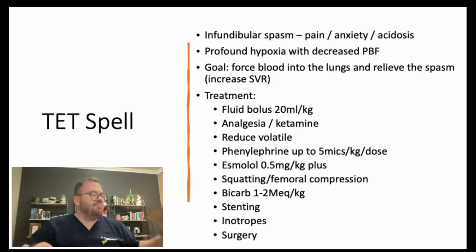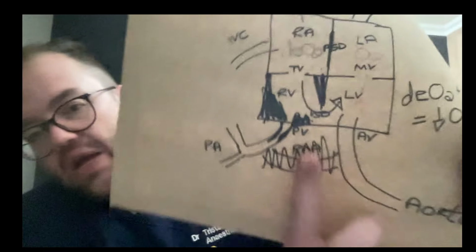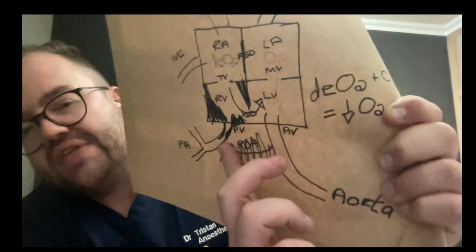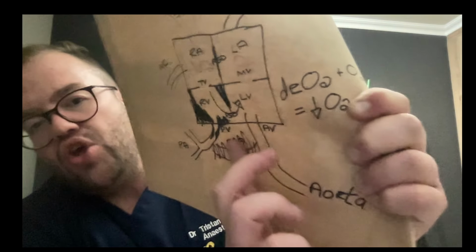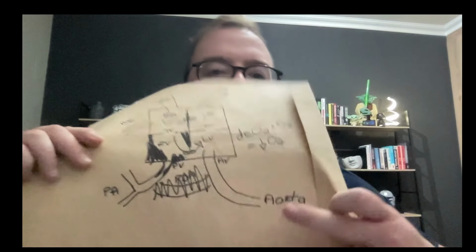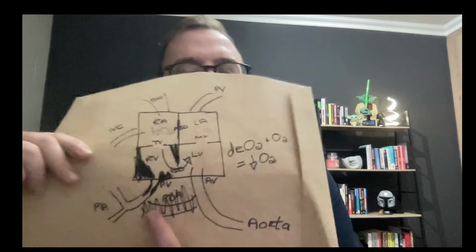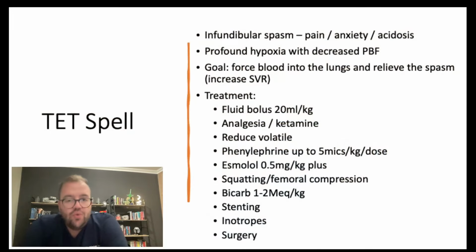The problem, remember, if I show you this drawing again quickly, guys, the problem is post the ventricle. The problem is here, okay? But after that, if you look over here, guys, there's no problem in the pulmonary vessels, in the pulmonary artery. So you need to increase the SVR. So you give an immediate fluid bolus, 20 mils per kilo. I give analgesia just to make sure that it's not pain, and I do that by giving 2 mics per kilo of ketamine. I reduce the volatile or switch it off if necessary.